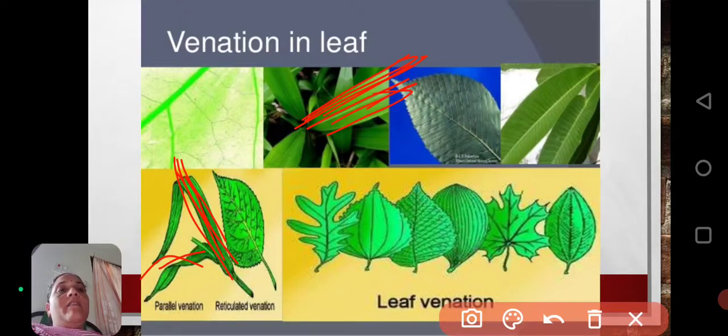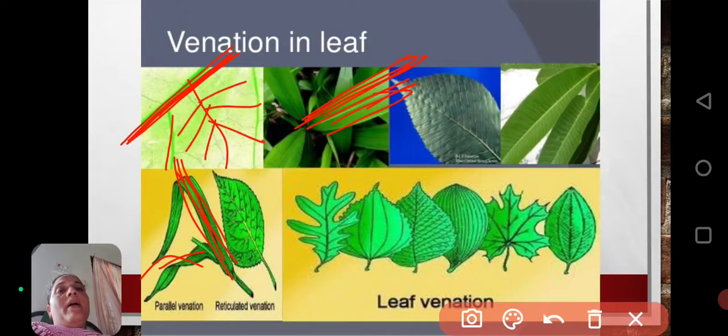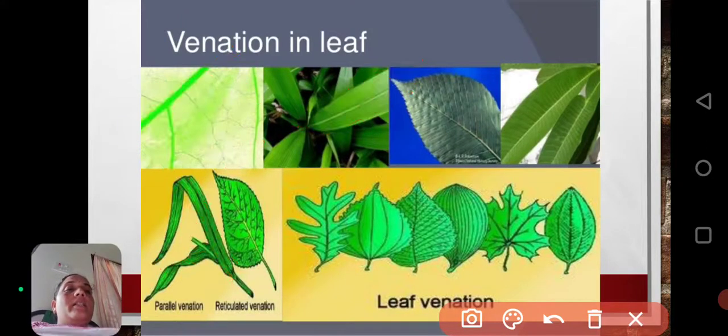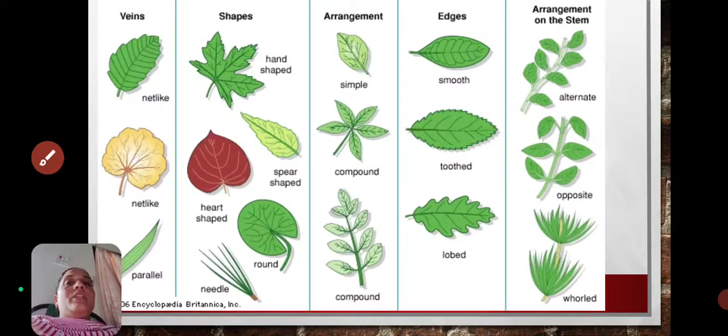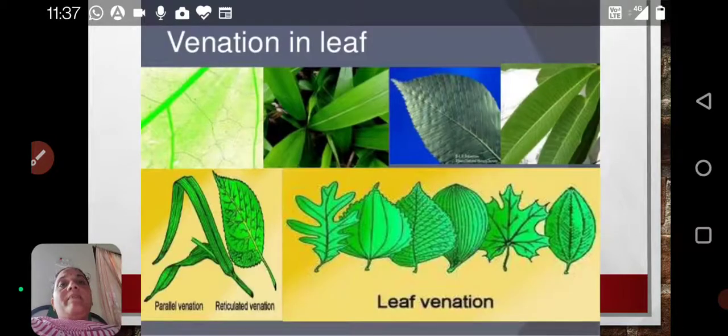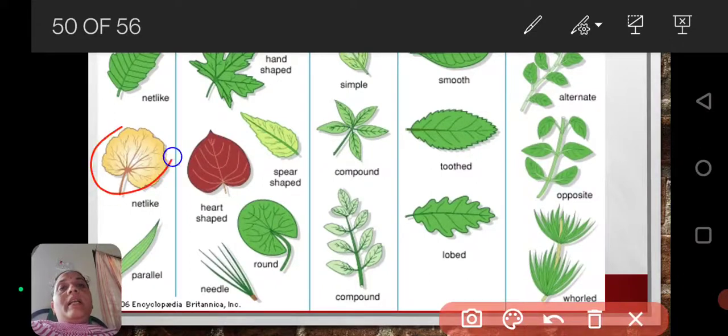In the reticulate venation, the main leaf midrib is there, and the midrib has lateral veins, and the venation is arranged in a net-like manner, called reticulate venation. Here, on the basis of veins, shapes, arrangements and edges, leaves are of different types. It is net-like, so this is net-like reticulate venation. This is parallel venation.